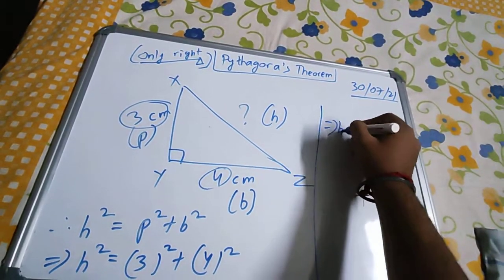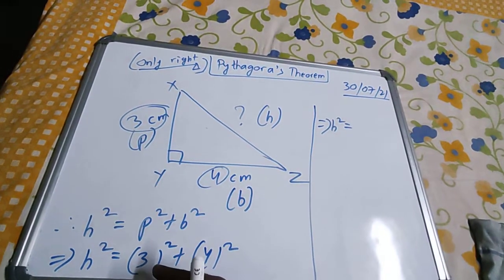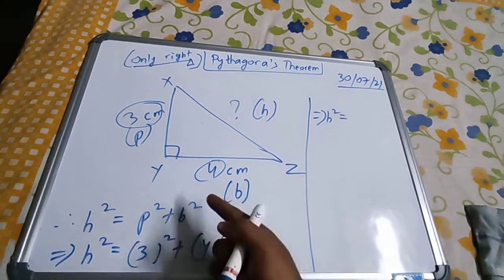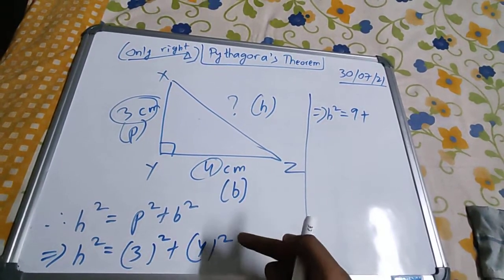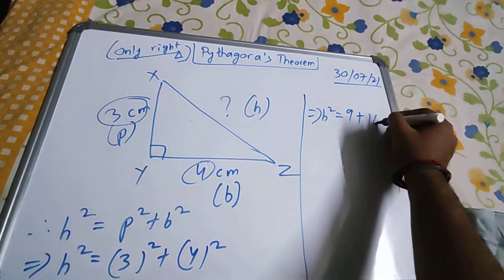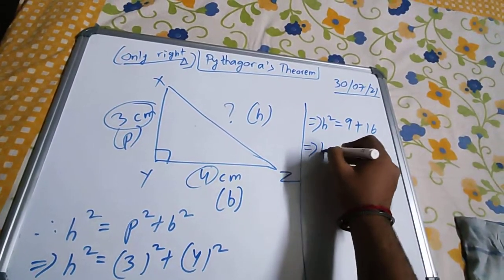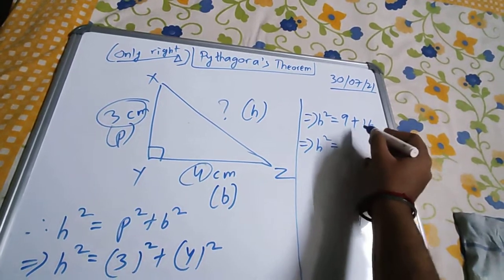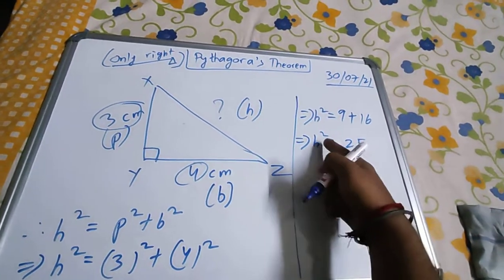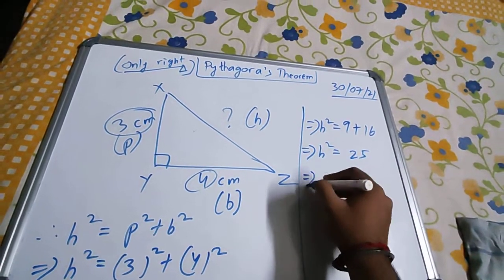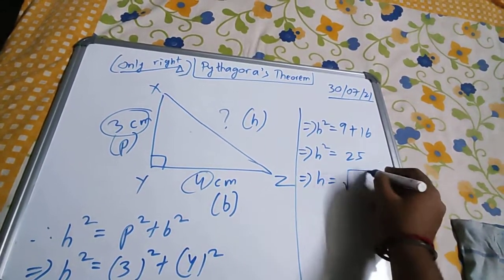See, hypotenuse square will be equal to 3 whole square. 3 square means 3 into 3. 3 3s are 9 plus 4 whole square. 4 whole square means 4 into 4. 4 4s are 16. Now see, h square is equal to 9 plus 16, it will be 25. Okay, 9 plus 16 is 25. Now h square is 25. Now can I write h is equal to square root of 25?